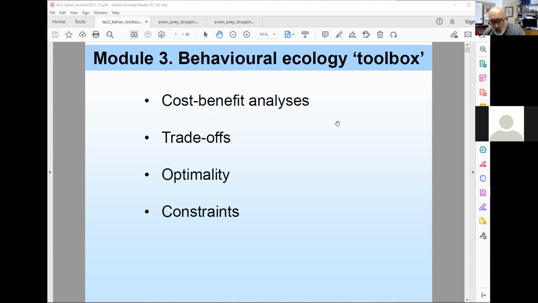So these are the four aspects that we're going to be looking at. We'll start today by looking at cost-benefit analyses, and then we'll talk about trade-offs, optimality, constraints. Those are all four terms that you should become familiar with as we go through the course. The idea of a cost-benefit analysis is a very important one, not just in behavioral ecology or in animal behavior, but also in terms of evolution at large. But we'll focus, of course, on behavior.